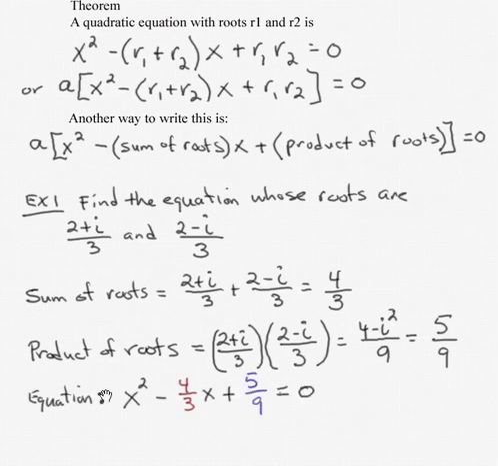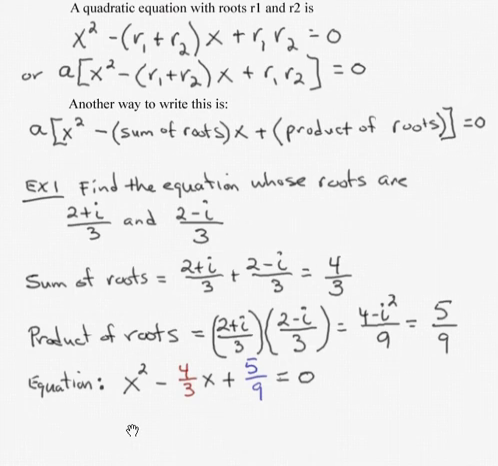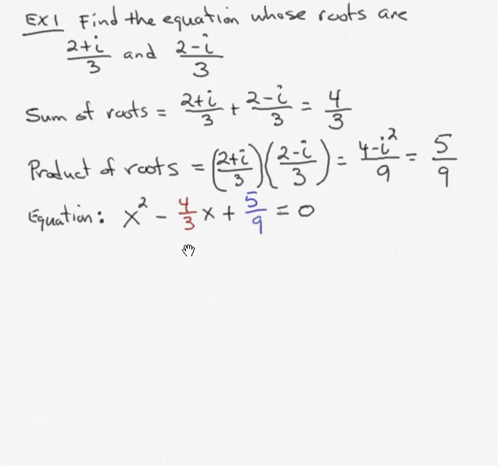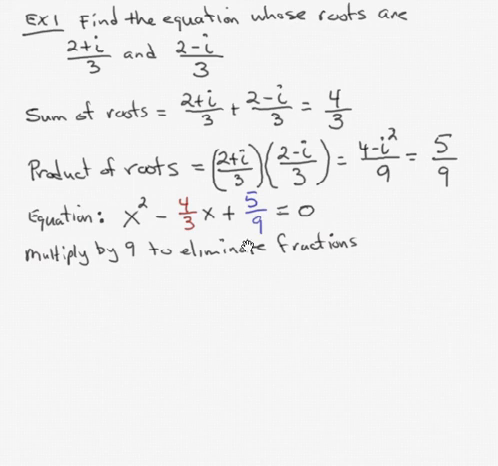The theorem says I can take my equation, which is x squared minus the sum of my roots times x plus the product of my roots equals 0. And that would be my equation except for one little thing. We don't like to leave all these fractions in our equation in standard form, so we'll multiply everything by 9, which is the common denominator, and that will eliminate the fractions.